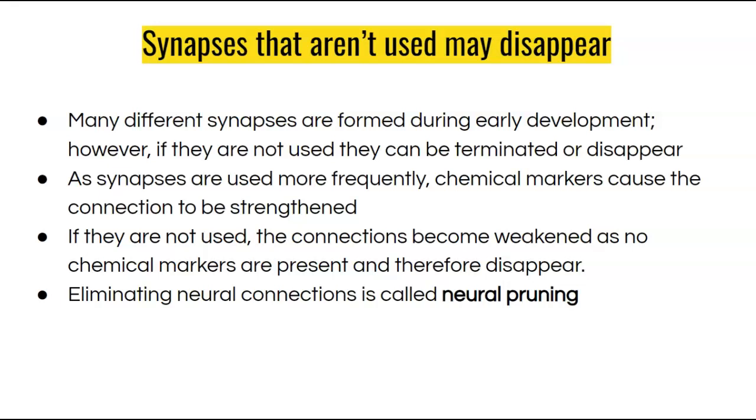When you eliminate these neural connections, it's called neural pruning. Pruning, as a gardening term, is cutting the excess off of a bush or a tree or something like that. And so you're basically doing the same thing here. You're cutting the excess off of your axon.